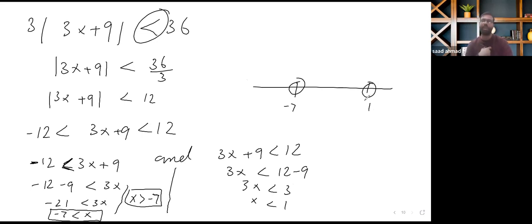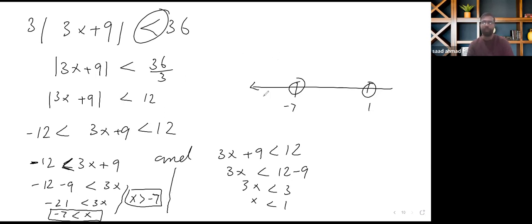What we are saying is x is less than 1, which is this side, right? And then we are saying that x is greater than or equal to -7, which is this side. Or the other way around, if you want to try it, we can pick these points.